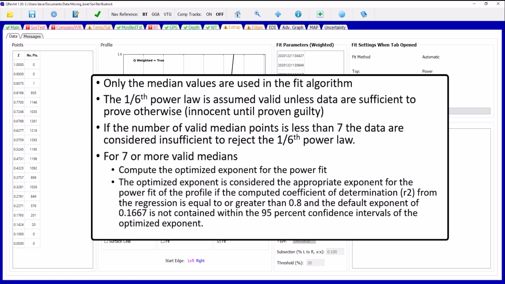The optimized exponent is considered the appropriate exponent for the power fit of the profile if it has a coefficient of determination, r squared, from the regression that is equal to or greater than 0.8, and the default exponent of 0.1667, representing the 1/6 power, is not contained within the 95% confidence intervals of the optimized exponent.